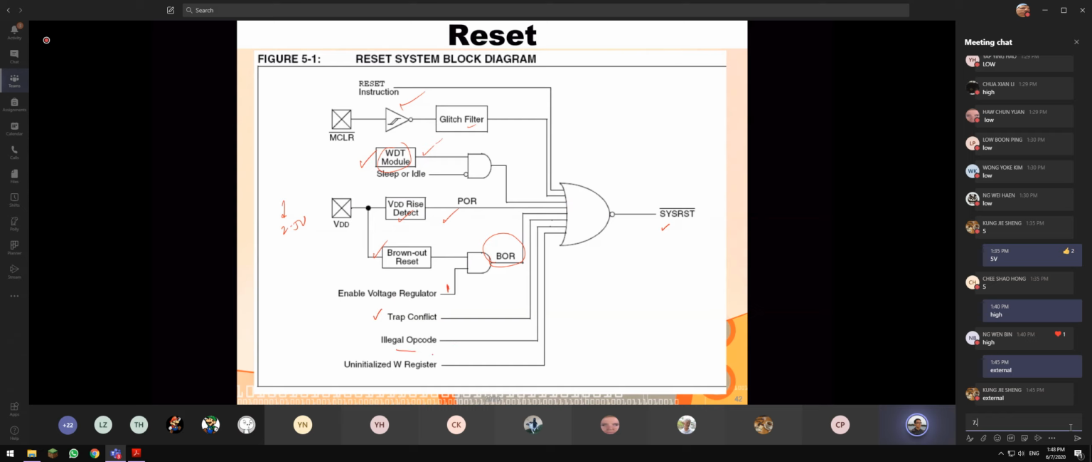So, illegal opcode. Illegal opcode means, for example, the stack is corrupted, an incorrect pointer, all these things are illegal opcode. So it causes the system to hang. Once it hangs, it resets itself. But no worry, it actually happens to any microcontroller, trap conflict, illegal opcode.